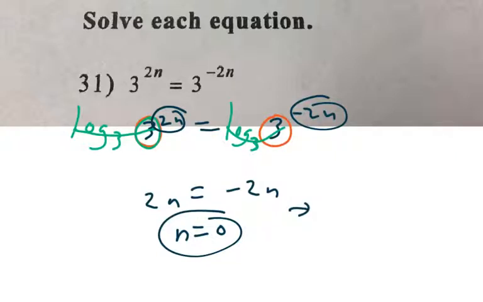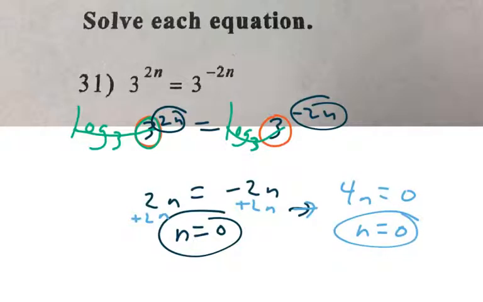Some of you may have gone ahead and added 2n to both sides. So we would have ended up with 4n equal to 0. Again, what's n going to be? N's going to be 0. Pause the video if you need to.